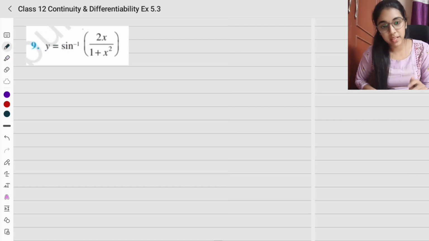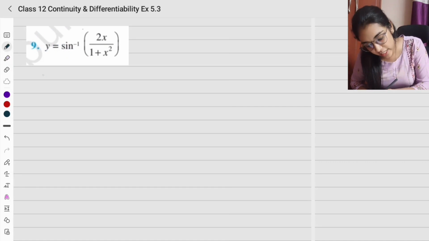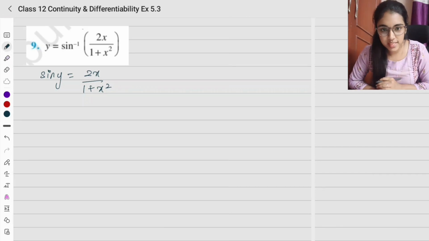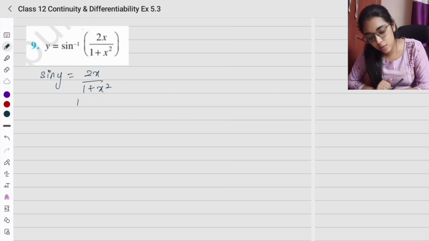Moving on to question number 9, I have y is equal to sin inverse of 2x divided by 1 plus x square. So in that we are going to deal with inverse functions now. So we can rewrite this as sin y is equal to 2x divided by 1 plus x square. So my LHS is going to be sin y, my RHS is going to be 2x divided by 1 plus x square. But what does this remind you of?